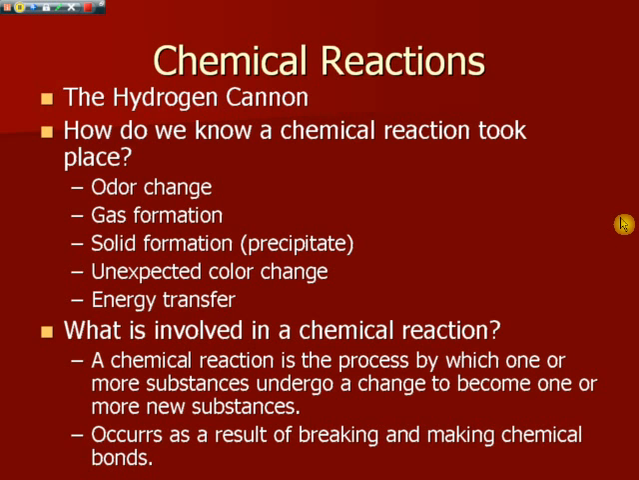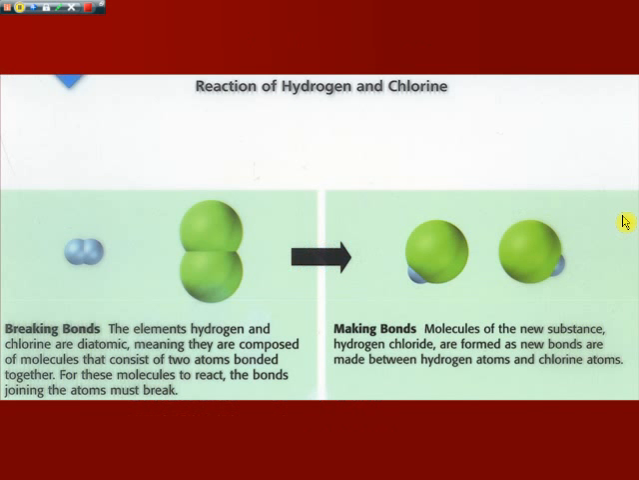Chemical changes occur as a result of breaking and making bonds. To give you an example of this, we can see the reaction of hydrogen and chlorine. Now, here on the left, these two blue spheres combined, that's a molecule of hydrogen. And these two green spheres are a molecule of chlorine. Now, in order for these two molecules to become hydrogen chloride, we must obviously first break the bond between chlorine and break the bond between the hydrogens. And when we break those bonds, we can then make new bonds between the blue hydrogen and the green chlorine.